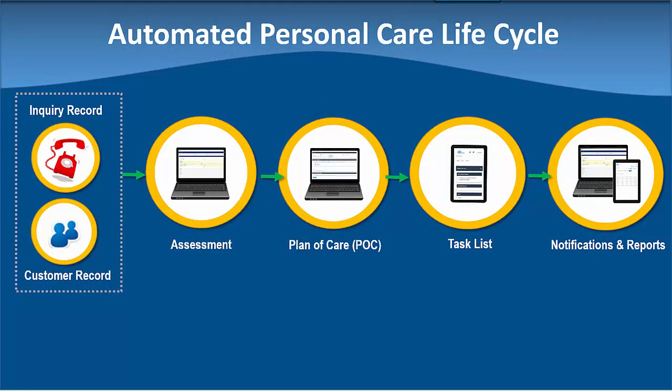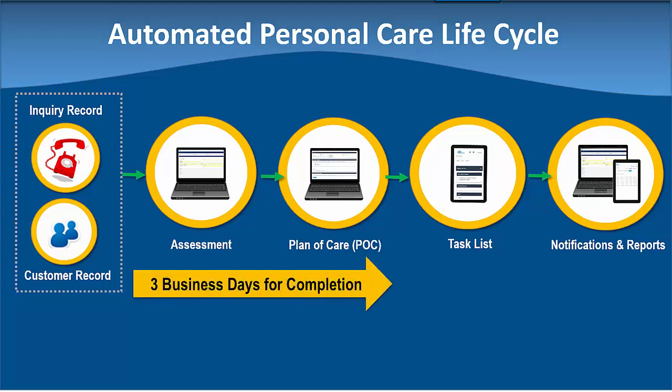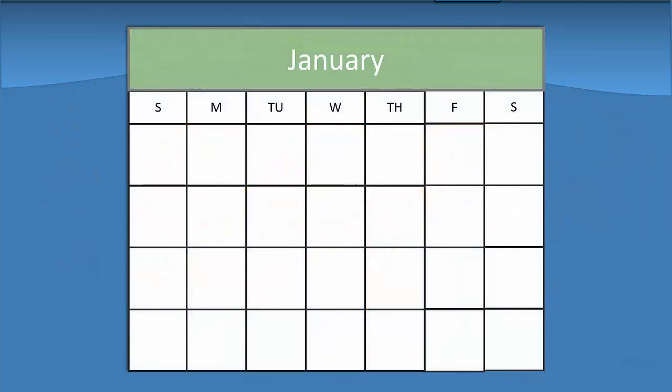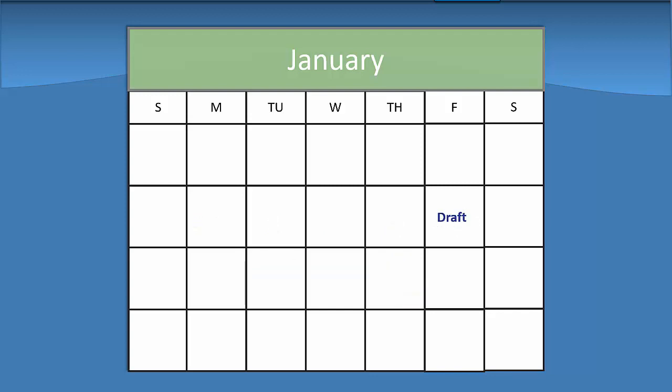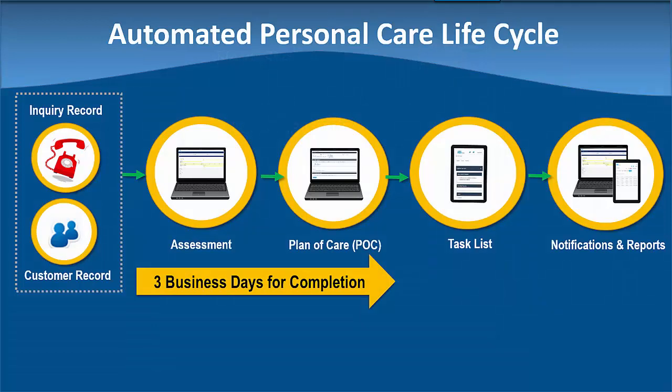Okay, one more thing. Remember we talked about the life cycle and said we had 3 business days to complete and activate the assessment and plan of care. Let's look at what this means. If you start an assessment on a Monday and save as a draft, you have 3 days before it becomes inactive. This doesn't include weekends or holidays. So if you start on Friday, you still have 3 days the following week to activate. So it's 3 business days to complete and activate the assessment and plan of care.